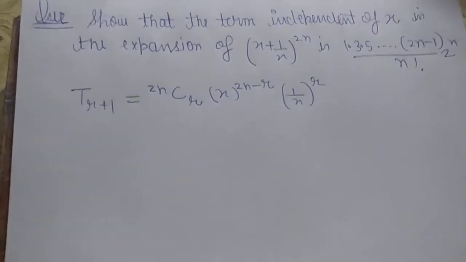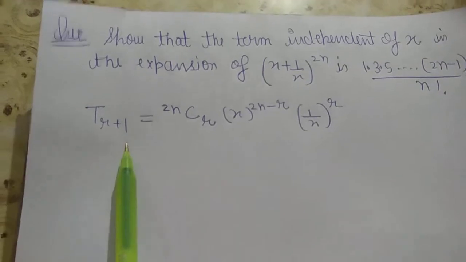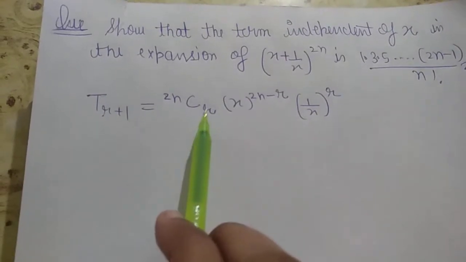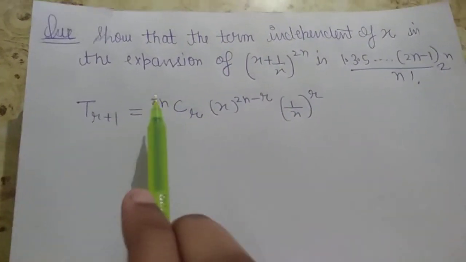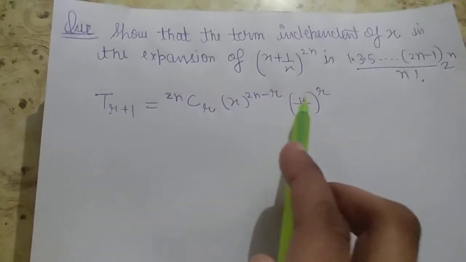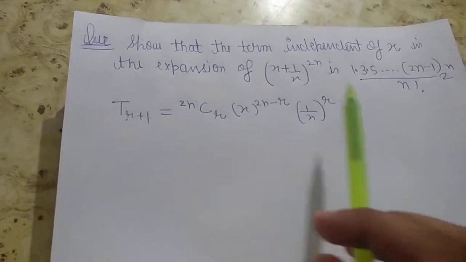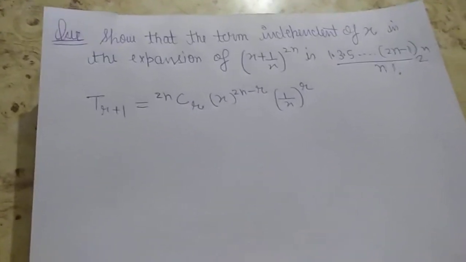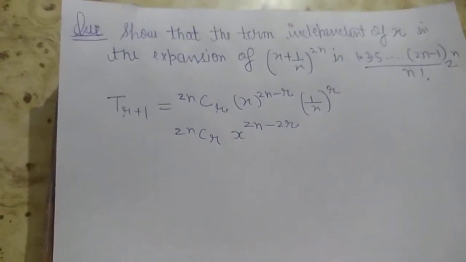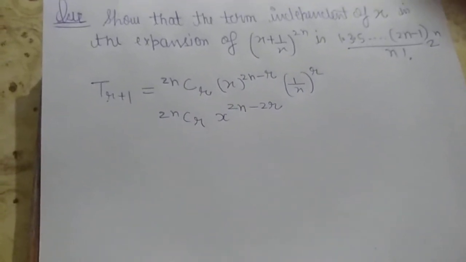And as you see, this is the expansion of the following term. As we know, the expansion follows the way that as the term number is r plus 1, the general term is 2n C r x to the power 2n minus r into (1/x) to the power r. Then we go forward and solve this further. We take x to the power r above and we get something like this. Now, it is given in the question that our term should be independent of x, so we can put 2n minus 2r equal to 0.